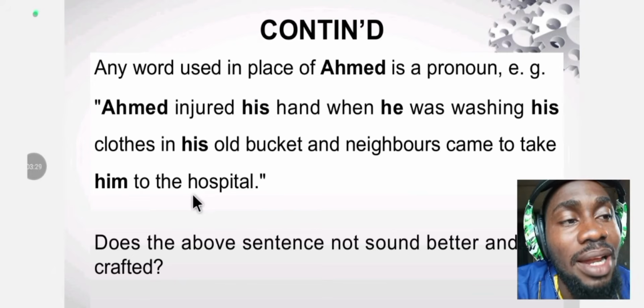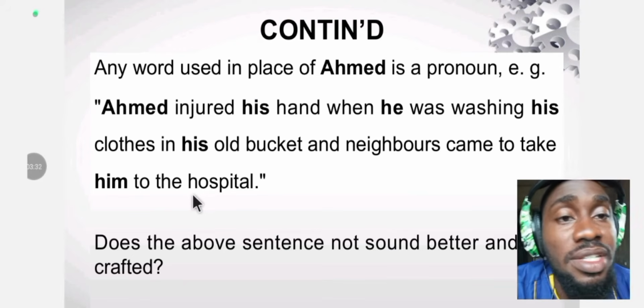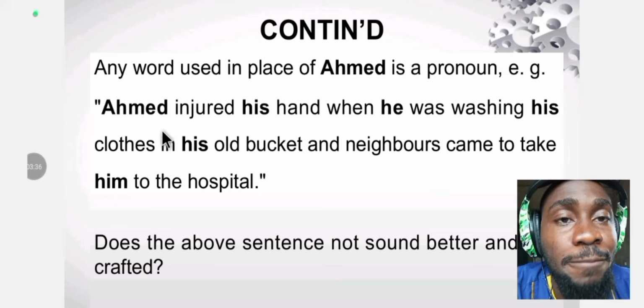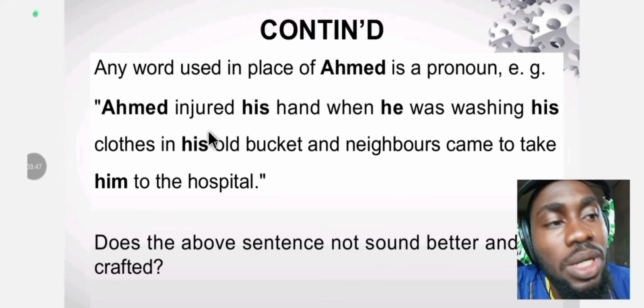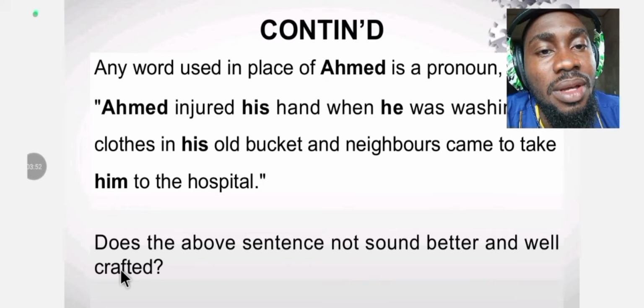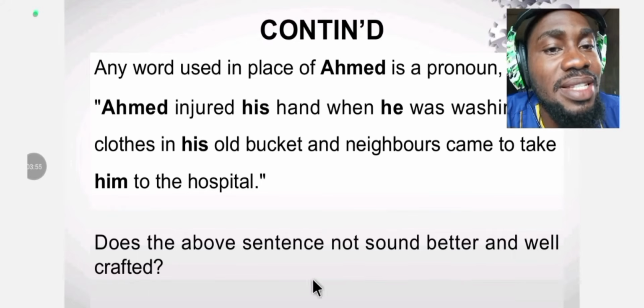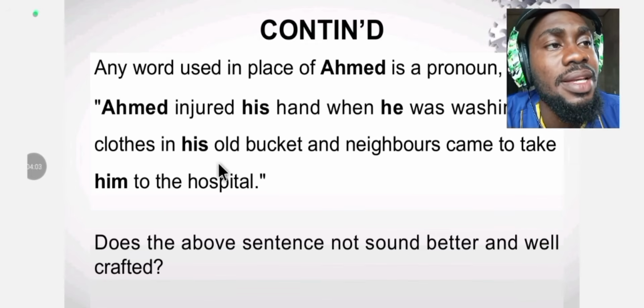I think you can ascertain the improvement in the flow of the statement. The statement now flows better, sounds better, and does not sound repetitive because we replaced Ahmed with a word or a set of words called pronouns. Let me ask you a question. Does the above sentence not sound better and well crafted? As we wrote the sentence including pronouns, it sounds better.